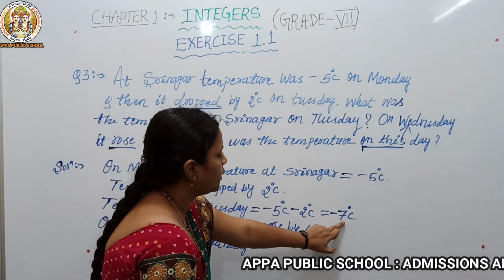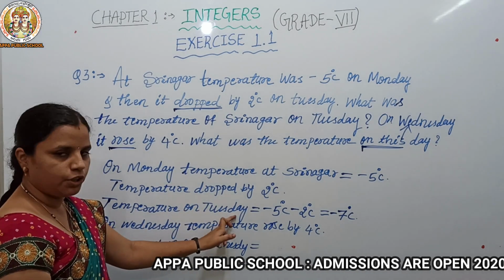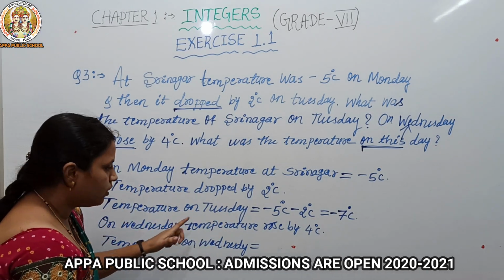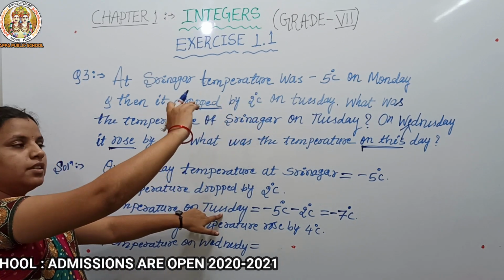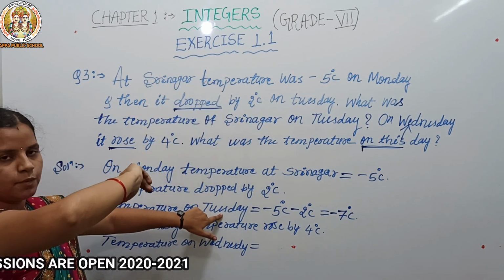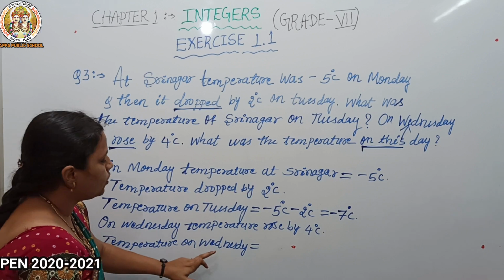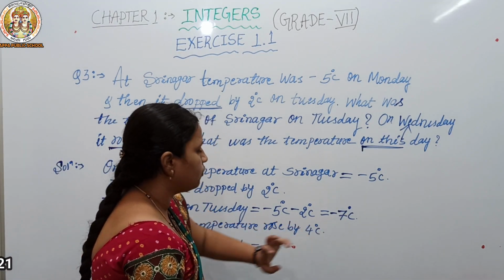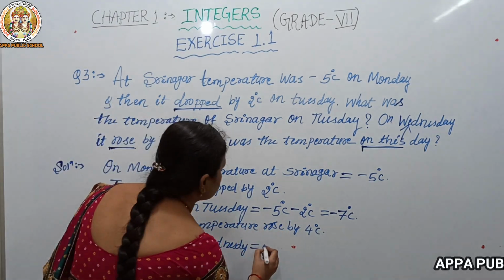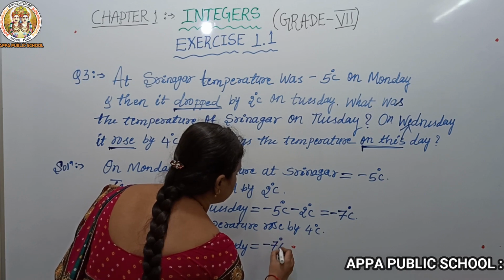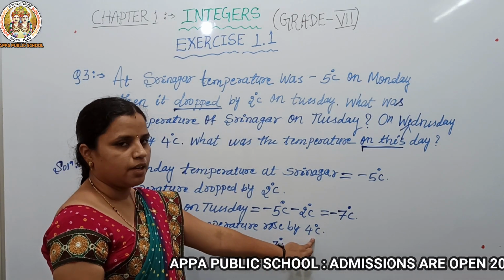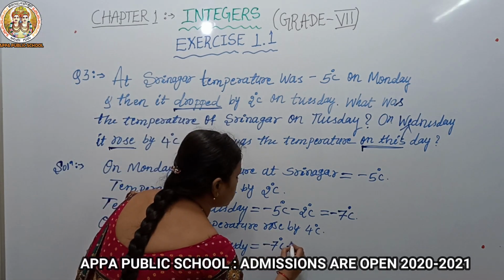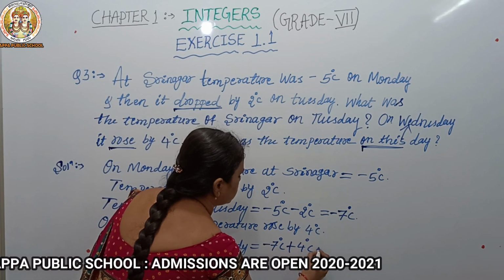Okay, now we should consider the temperature on Tuesday. When calculating the temperature on Tuesday, we considered the previous day's temperature, that is the temperature on Monday. Now we should consider the temperature of Tuesday, so it is minus 7 degrees Celsius. It rose by, as I said, rose means it is plus 4 degrees Celsius.